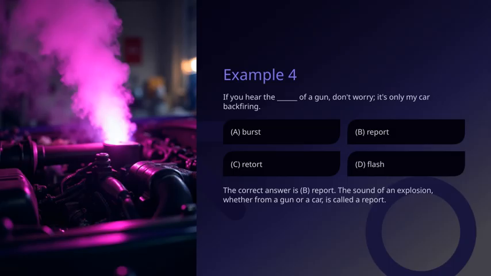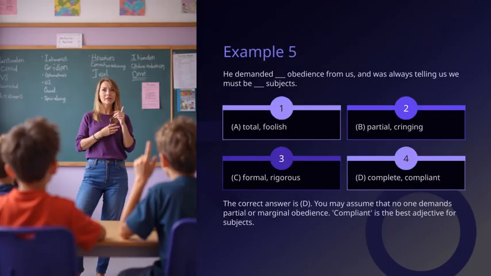Recognizing this word helps us understand how different sounds are described in English, which is essential for both comprehension and effective communication. So remember, a report is the sound of an explosion or gunshot, and this concept ties back to the overall theme of understanding precise vocabulary in context. Now let's look at example 5.